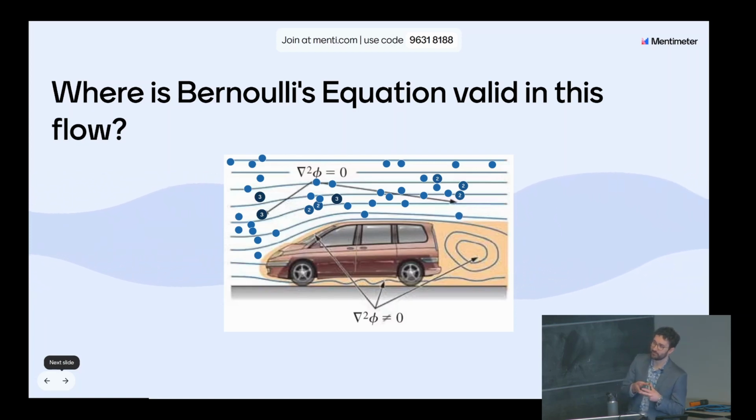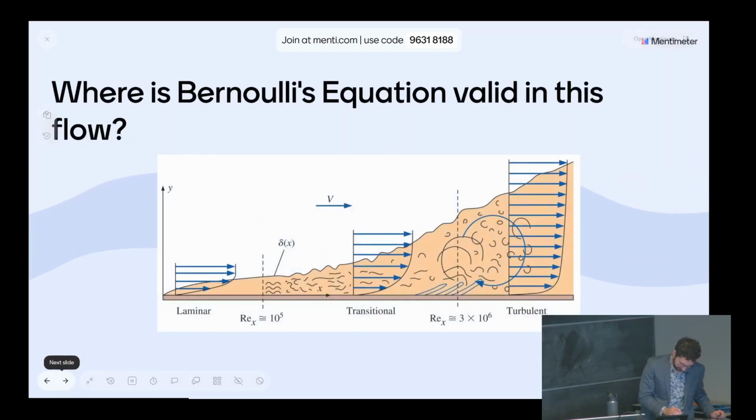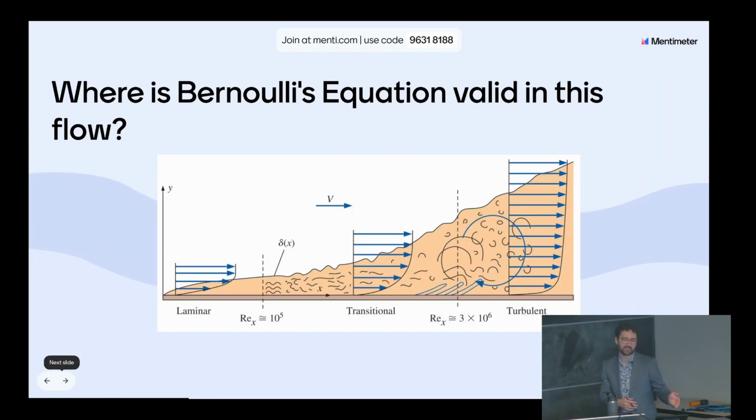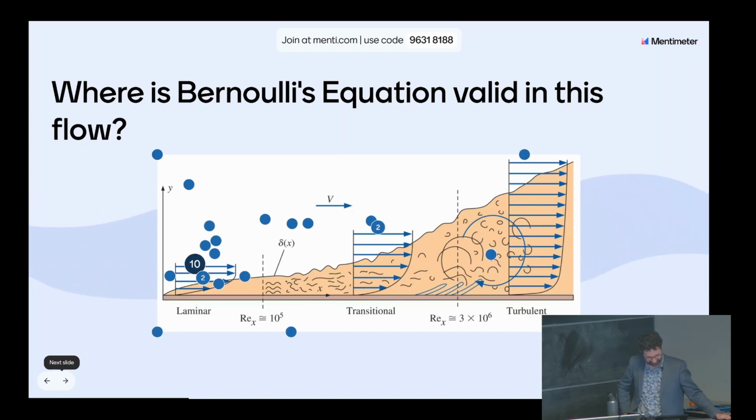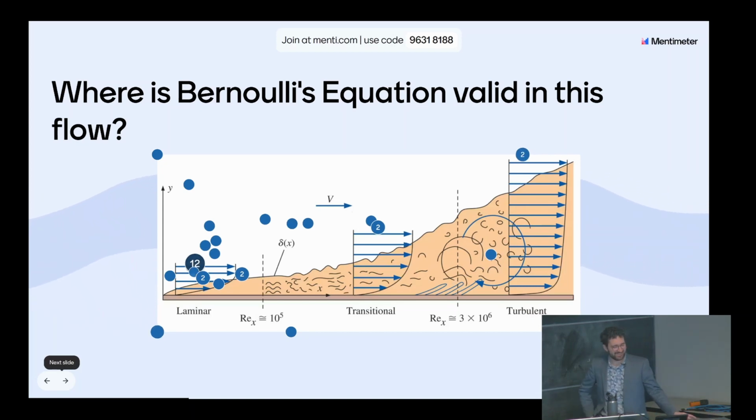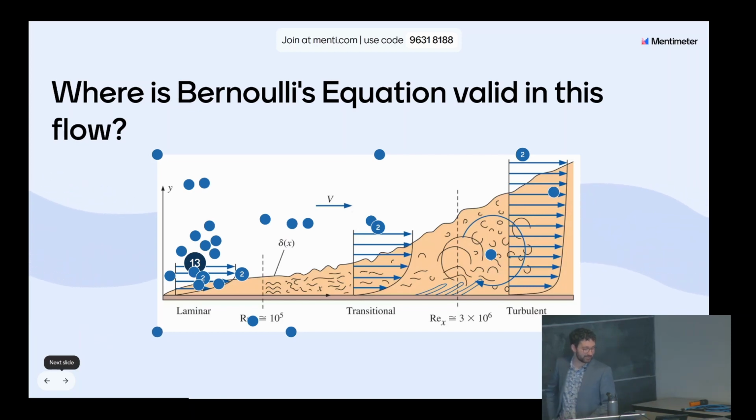You might notice that where Bernoulli's equation is valid in this flow, there's never any mixing. So when things mix, that usually indicates viscosity. How about this? This is a sketch of the boundary layer from a previous part of the course. Lovely. Okay, so I think most people got this.